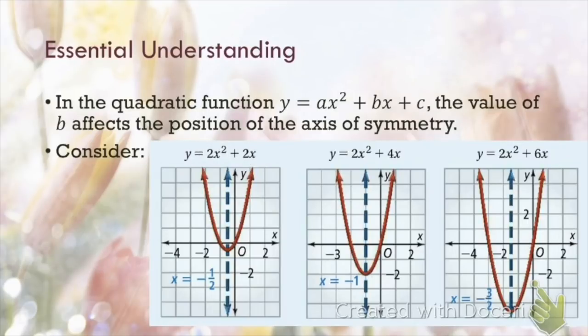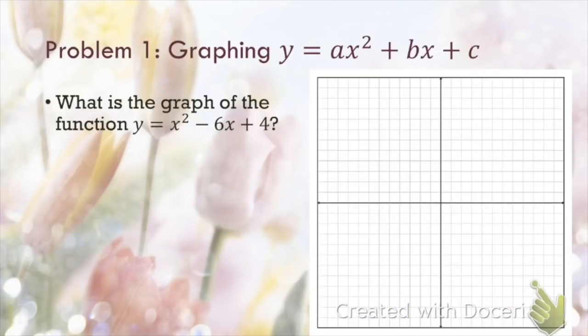All right, so let's go ahead and move on here to problem 1. What is the graph of the function y equals x squared minus 6x plus 4? We do need to start off by finding the axis of symmetry, and part of the reason for that is it also helps us find part of the vertex, or the x-coordinate of the vertex. So I'm still thinking of -b/2a.